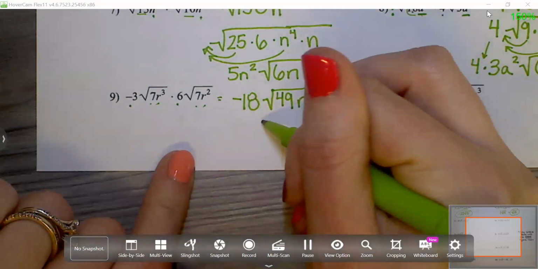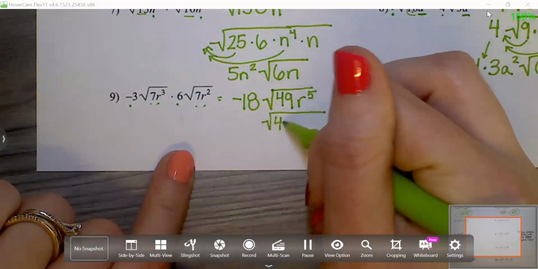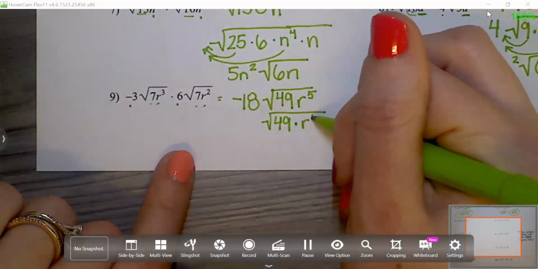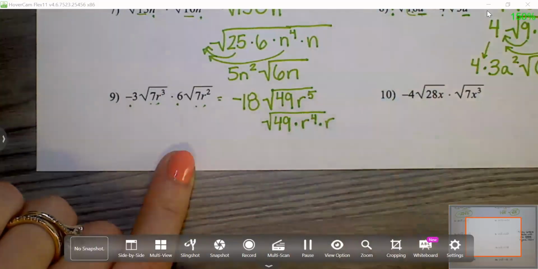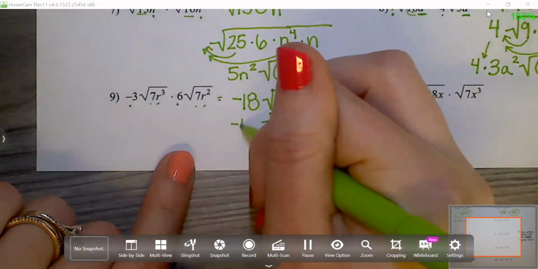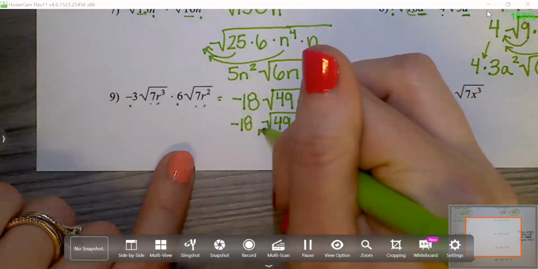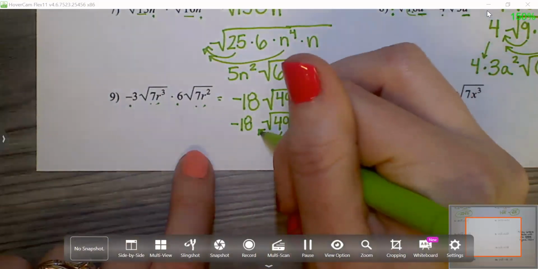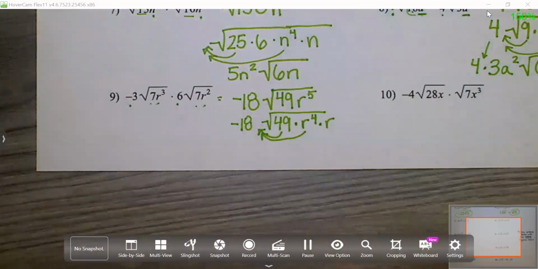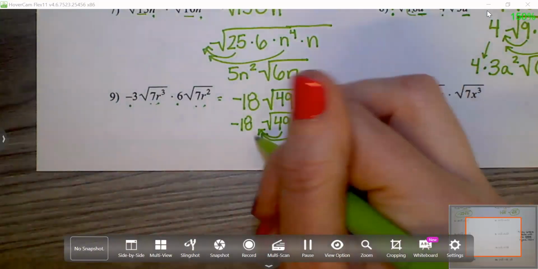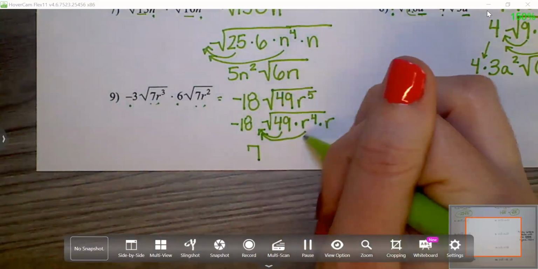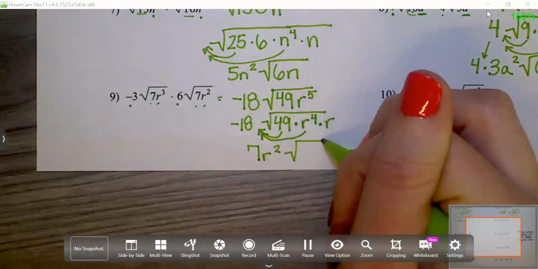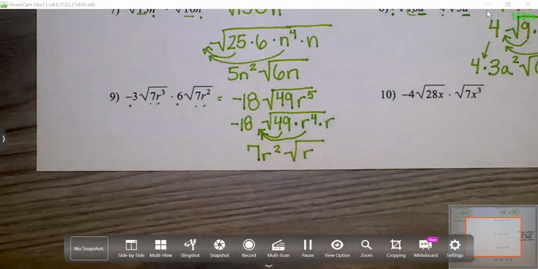So I'm going to go ahead and rewrite this. 49 is a perfect square, but instead of R to the fifth, I'm going to have R to the fourth and a remainder R. That -18 is still going to stay in front. I'm going to end up with that perfect square 49 coming out, as well as that perfect square of R to the fourth coming out. So square root of 49 is 7. When R to the fourth comes out, it's R to the second. I'm left with the remainder R underneath.